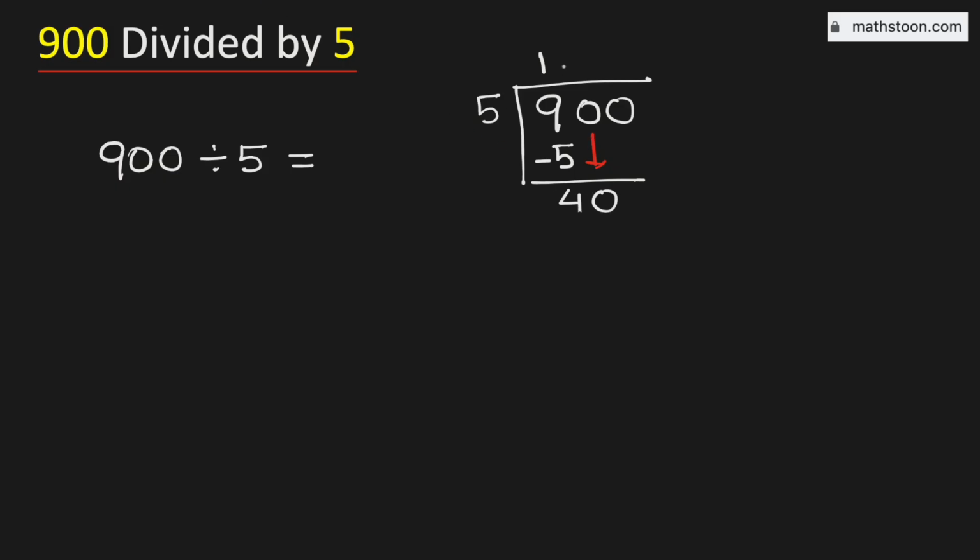And we know that 5 times 8 is 40. Subtract, we get a 0. Now 0 is less than 5, so we will bring down this number 0 here.